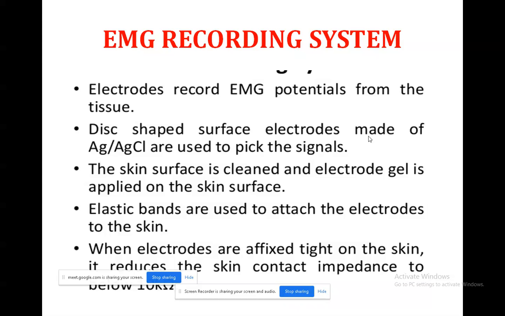The skin surface must be cleaned and electrode gel applied before keeping the electrode on the skin. Then an elastic band can also be used for attaching the electrode to the skin. If you use the elastic band, the electrodes will be fixed tightly to the skin, which avoids skin contact impedance; 10 kilo ohm will not be produced if you are using the elastic band.